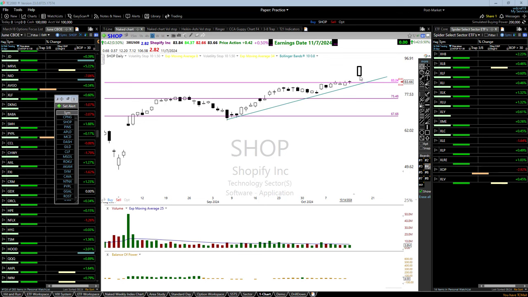Because if I chase that gap up, my risk to my stop loss just got bigger, right? That's not the trade I wanted. I wanted the low-risk entry trade. I don't want to chase something and increase my risk on the trade. So this is going to happen from time to time. Just let them go. Stop chasing.